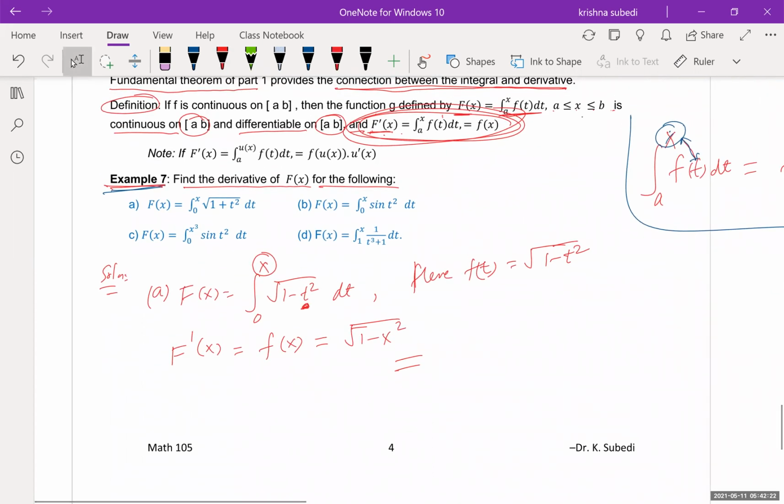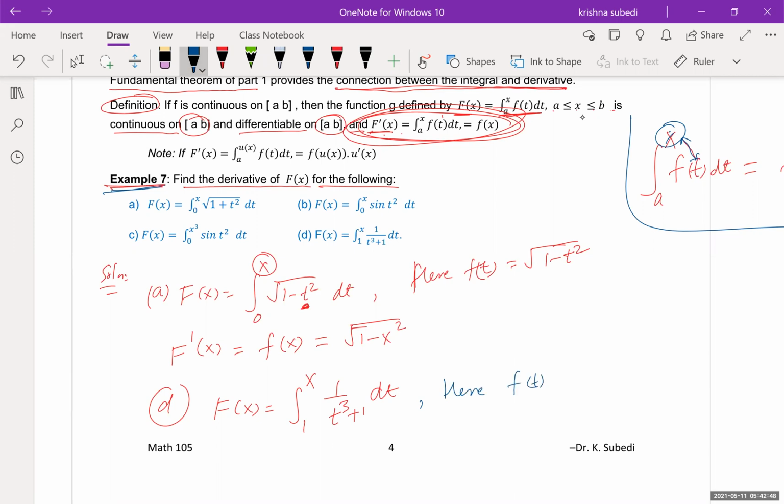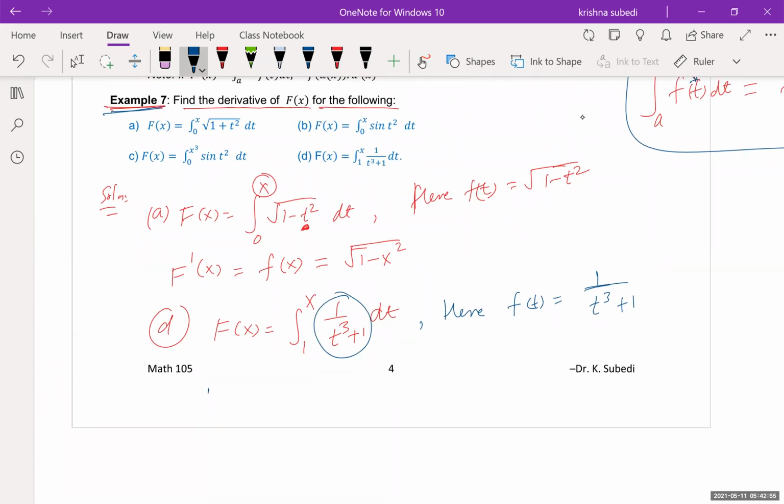That's it. Okay. Now let's try part D. F of x equals the integral from 1 to x of 1 over t cubed plus 1 dt. All you need to do is figure out what your f of t is here: f of t equals 1 over t cubed plus 1. This is your function here, f of t. Therefore, your derivative F prime of x is going to be f of x, which is 1 over x cubed plus 1. Done. That's it. Any questions so far?